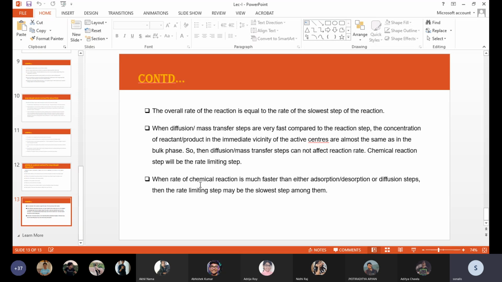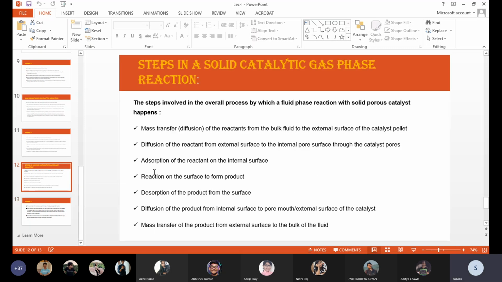When the rate of chemical reaction is much faster than either adsorption or desorption or diffusion steps, then the rate limiting step may be the slowest step among them. Say, diffusion of the reactant from the external surface to the internal pore surface is very slow. If that is there, then this step will control the whole rate. Until this is done, other steps cannot be performed. So this is the bottleneck. That bottleneck step is the slowest step, and that determines the whole process.